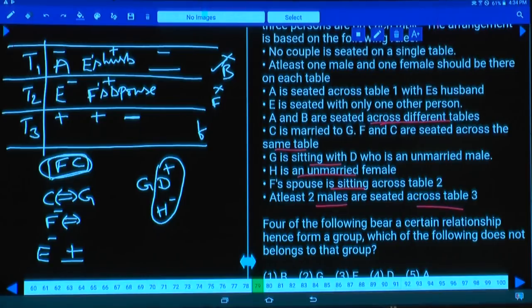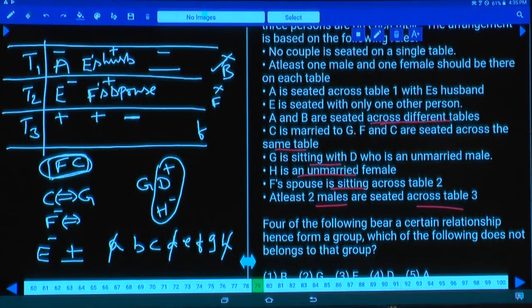As A is a female, tell me who is the spouse of this A. A, B, C, D, E, F, G, H. Among these, D and H are unmarried. Hence D and H cannot be the spouse of A. Now I am finding out the spouse for A, isn't it? And at the same time, A cannot be the spouse of herself, isn't it?